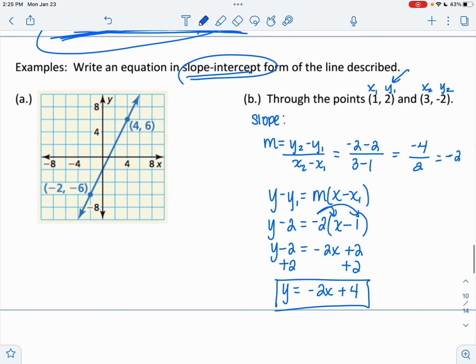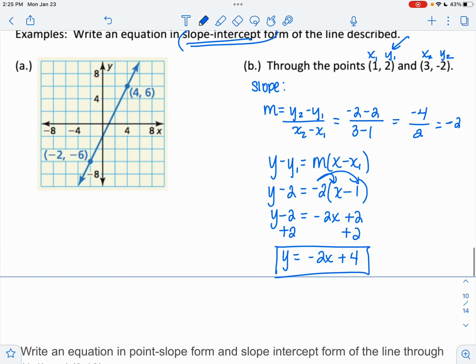Okay. So again, we find the slope, use one of the points, plug the slope and one of the point values in to point slope form, simplify, solve for y.